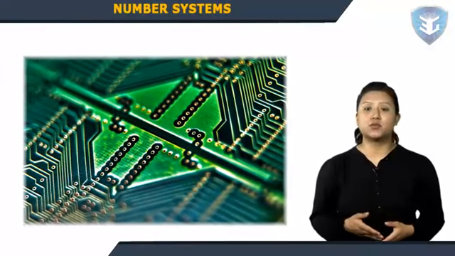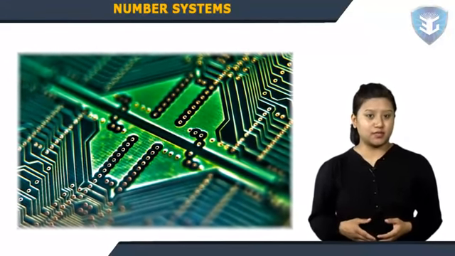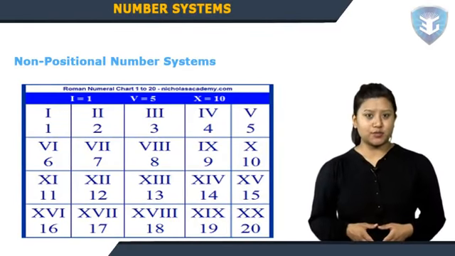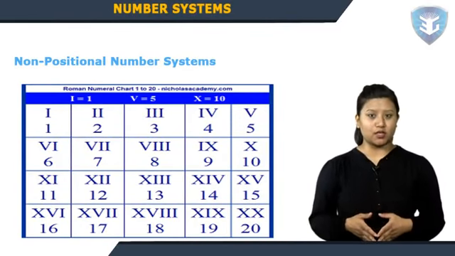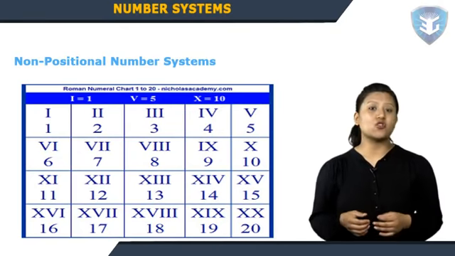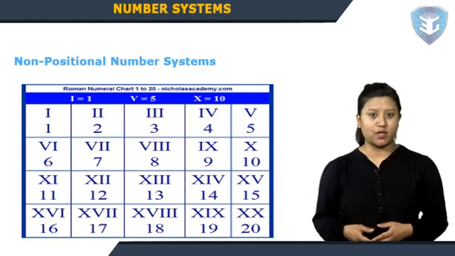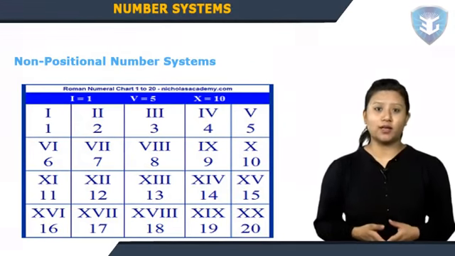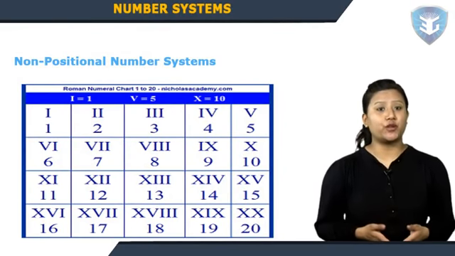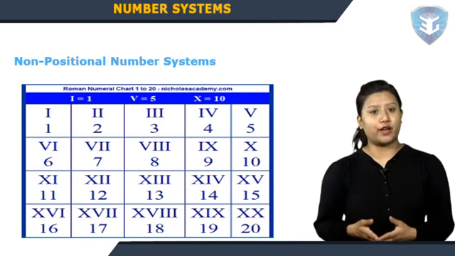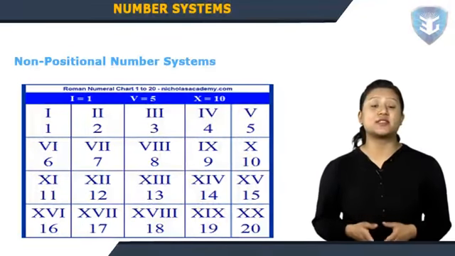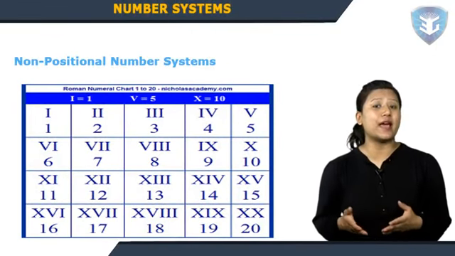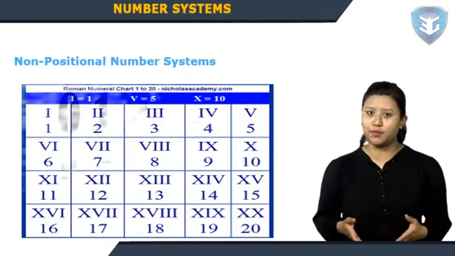Number systems are two types, non-positional number system and positional number system. Non-positional number systems: this method of counting uses an additive approach. In this system, we have symbols such as 1 for 1, 2 for 2, 3 for 3, 4 for 4 and 5 for 5, etc. Each symbol represents the same value regardless of its position in the number, and the symbols are simply added to find out the value of a particular number.